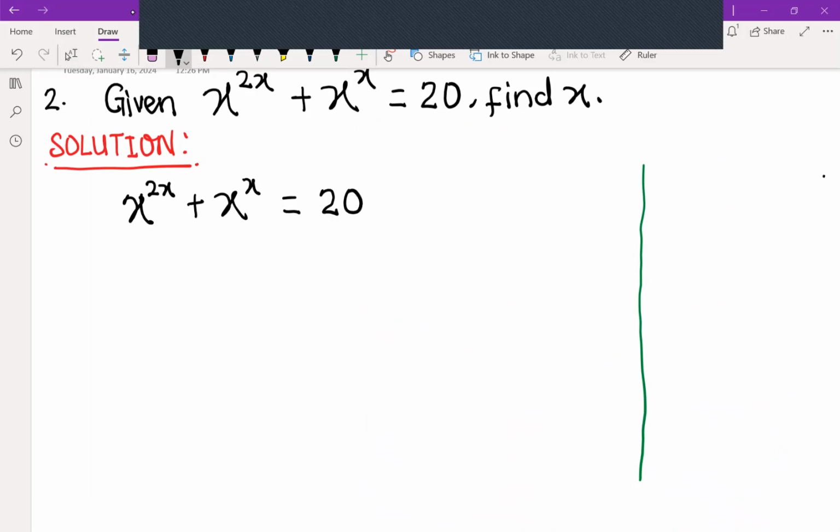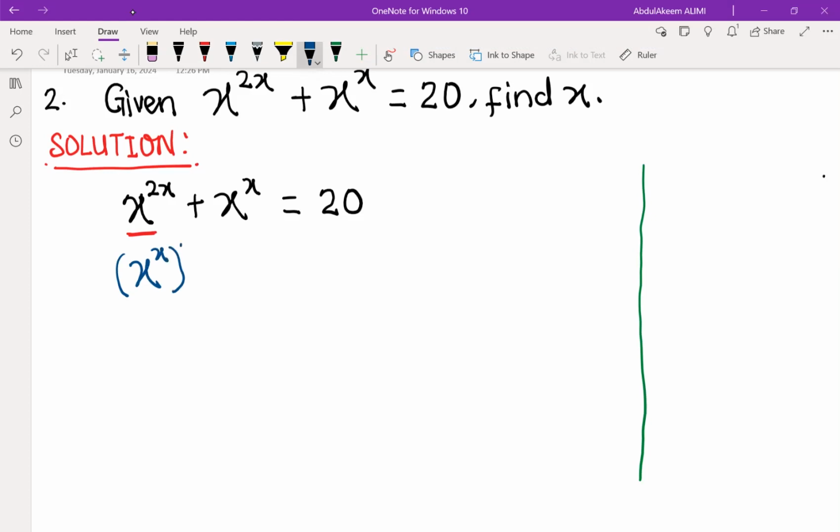So for this one here, I can rewrite this. Remember your laws of indices. I can have this become x raised to power x, everything raised to power 2. Remember your law of indices, whereby if I have a raised to power m raised to power n, it can also be a raised to power m times n, which is also n times m. So we can have this become a raised to power n raised to power m. So that was what we applied here.